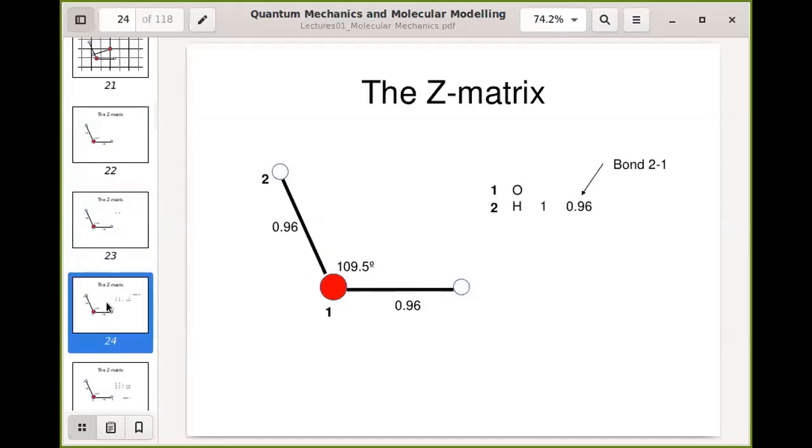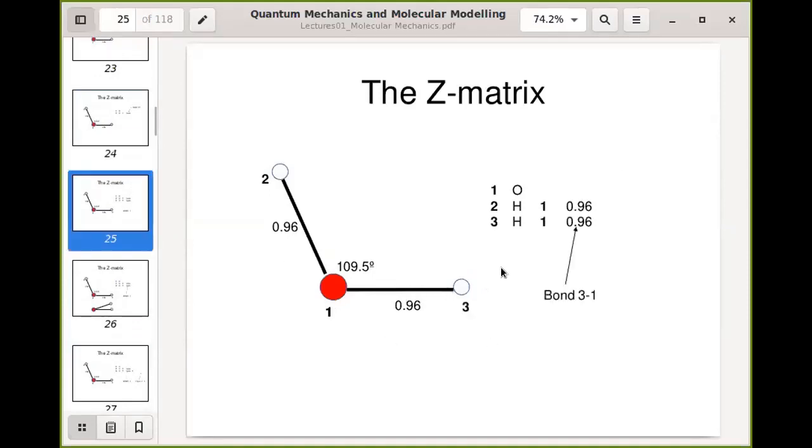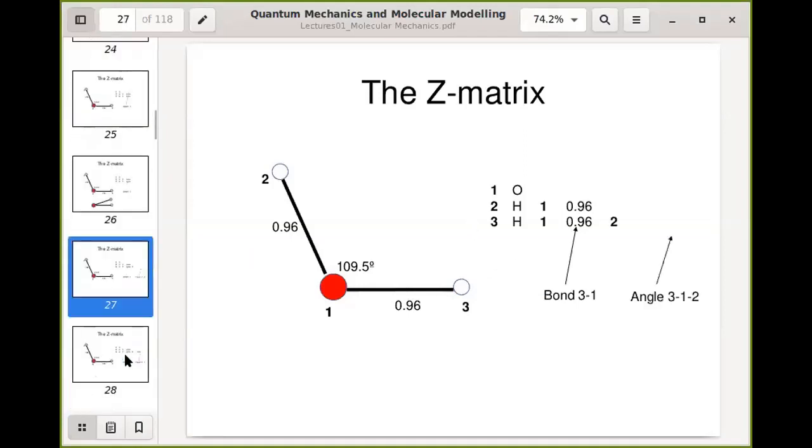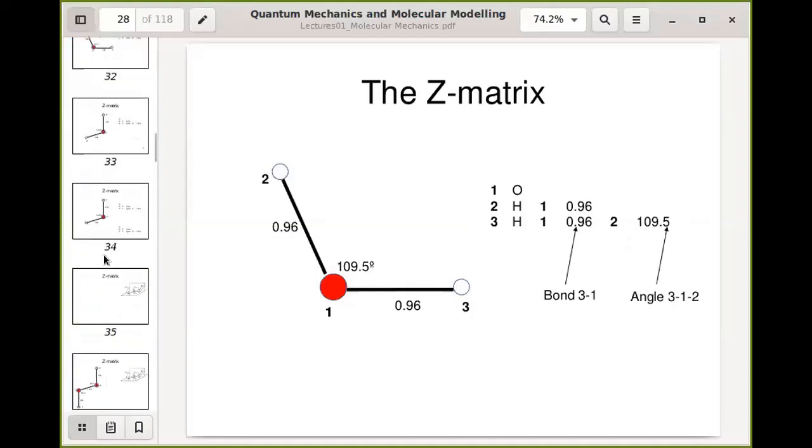And then you pick another atom. And now because it's in relation to atom number 1, you can input that it's bonded to atom 1 with the bond distance. And then finally, we can put the third atom in, which not only is bonded to atom number 1 with the bond distance, but you'll see that it also has a bond angle 3-1-2 of 109.5. So please have a look at that.